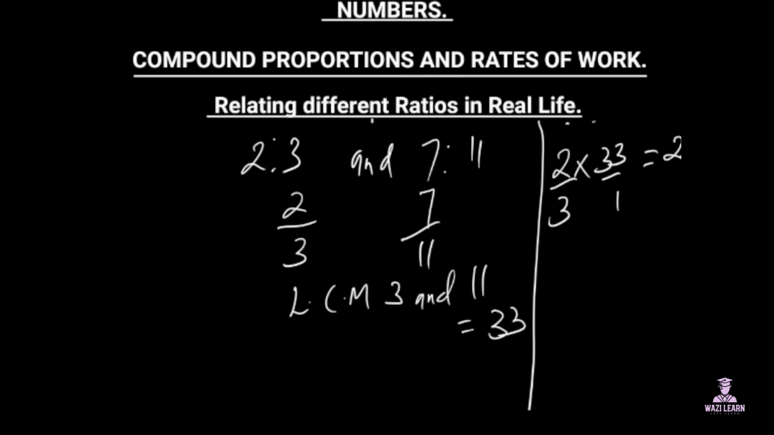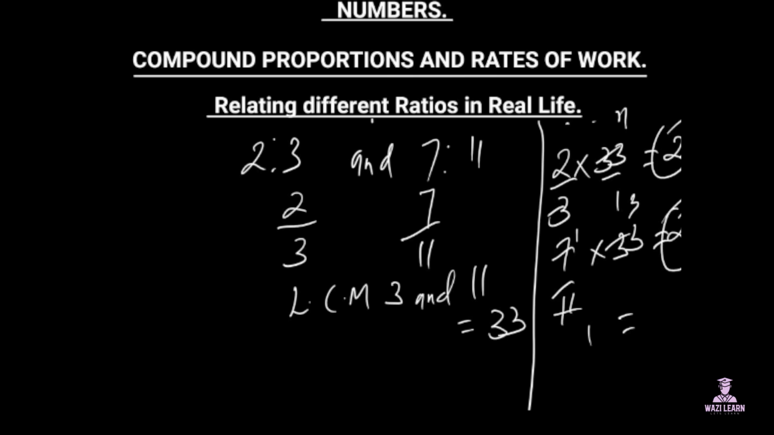This one will be 22. 7 over 11 times 33 will be 21. So between 22 and 21, you'll find that 2 over 3 is the biggest. So we have 2 to 3 is bigger.